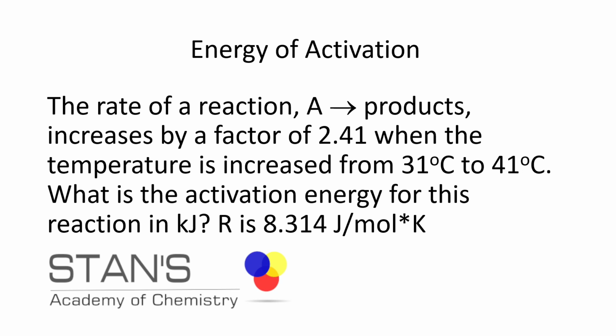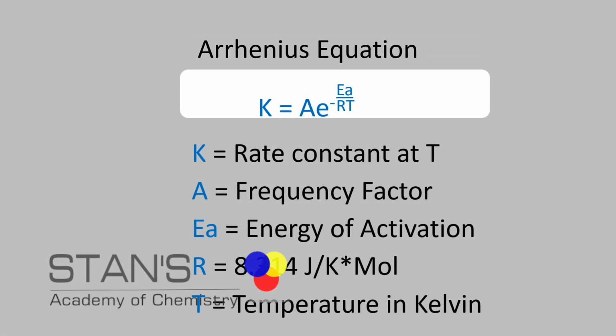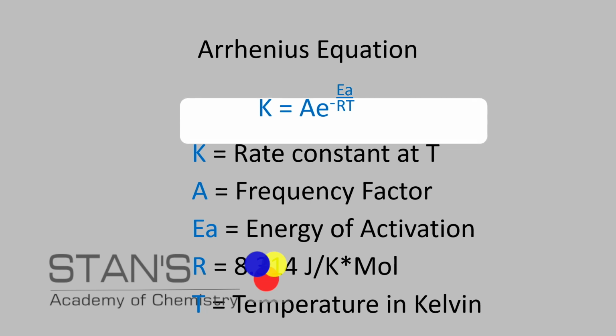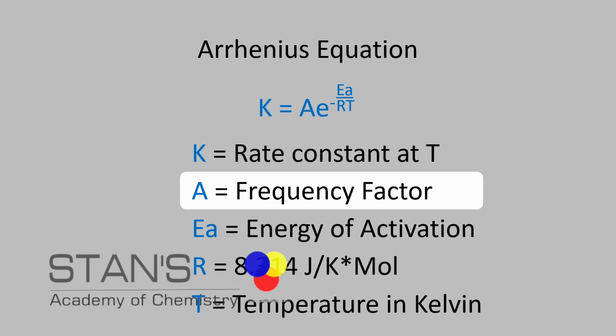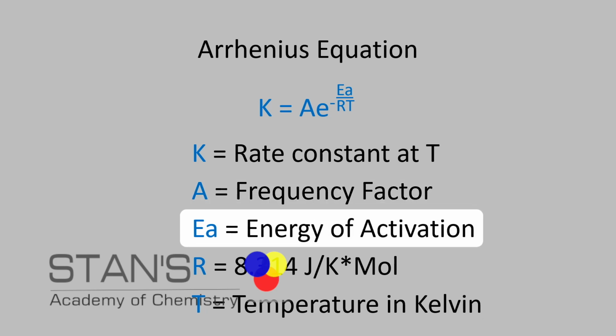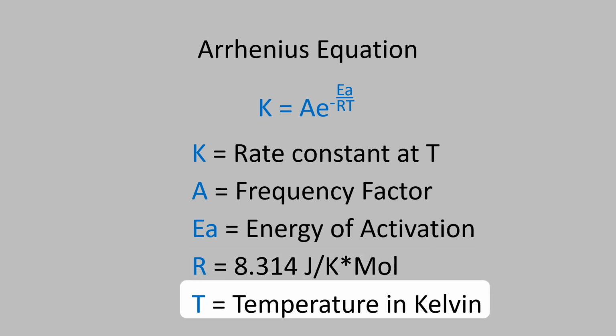In order to solve this problem, we are going to use the Arrhenius equation. The Arrhenius equation can be written as k = A e^(-Ea/RT). k represents the rate constant at temperature T. A is called the frequency factor. It's unique for a given reaction. Ea is the energy of activation. R is the universal gas constant. And T is the temperature in Kelvin.